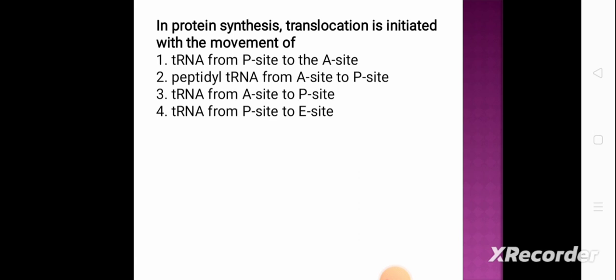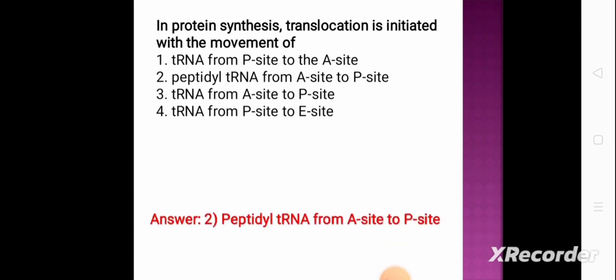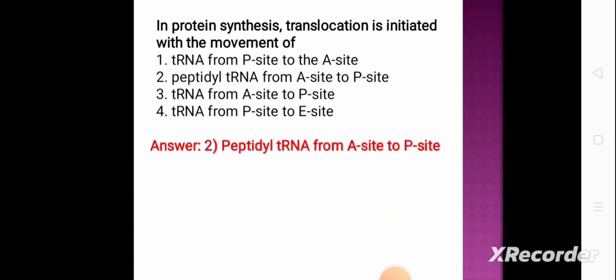Next question. In protein synthesis, translocation is initiated with the movement of option 1, tRNA from P site to the A site. Option 2, peptidyl tRNA from the A site to the P site. Option 3, tRNA from A site to P site. And option 4, tRNA from P site to E site. And the correct answer is option 2, that is peptidyl tRNA from the A site to the P site.